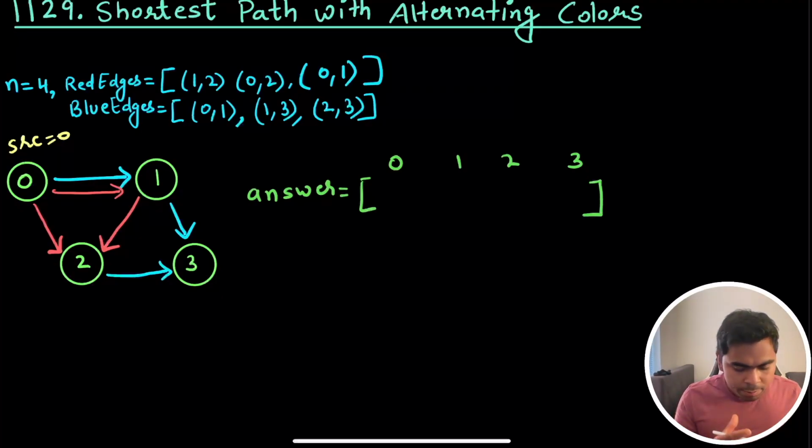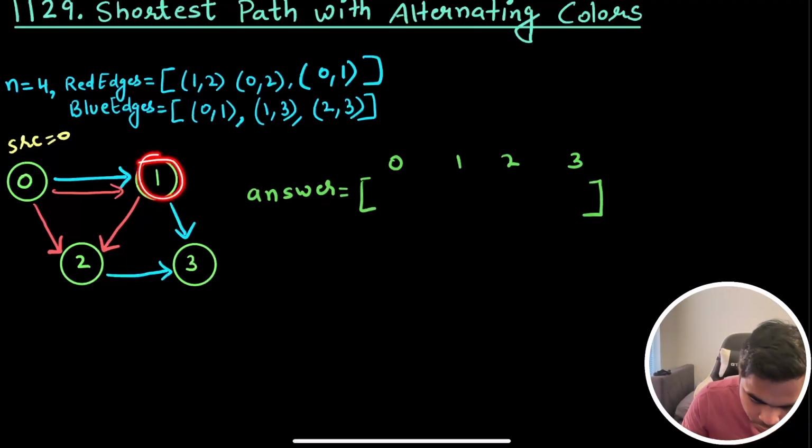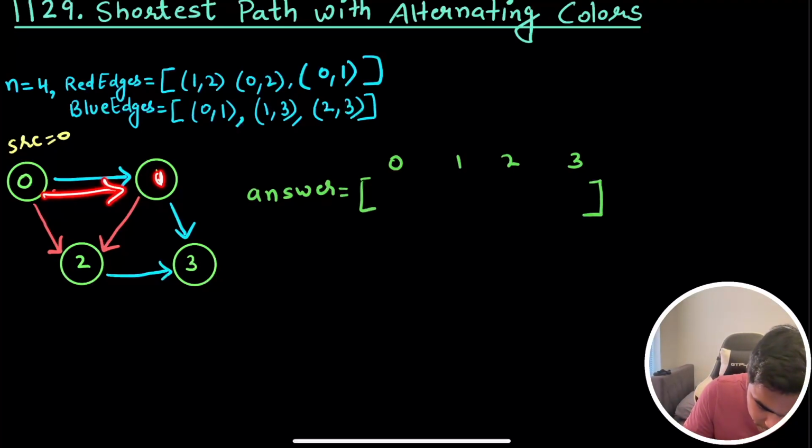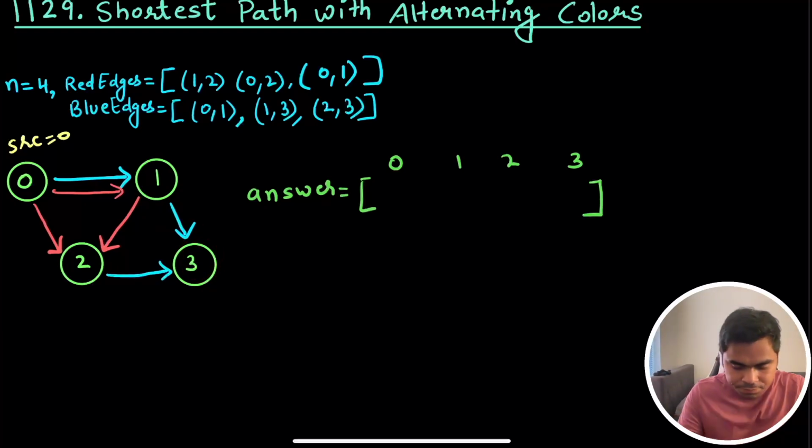or blue. But once you have chosen one color, let's say now you are standing on the vertex 1. From here, if you came choosing red and you are standing on 1, then next you cannot take red again. So you cannot take this one. You can only take blue and find the shortest distance to reach 3. All right. So now the shortest distance till 1 from 0 is going to be 1.